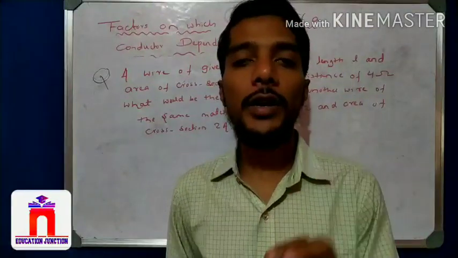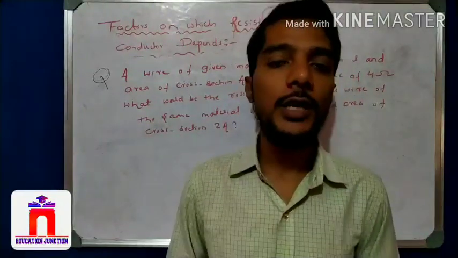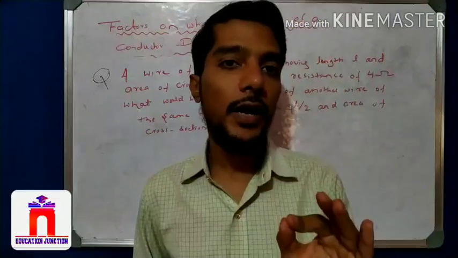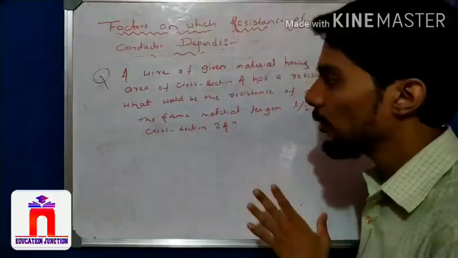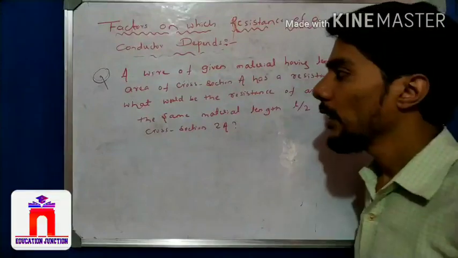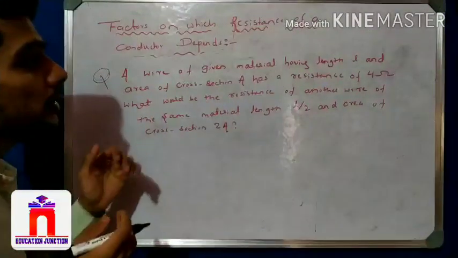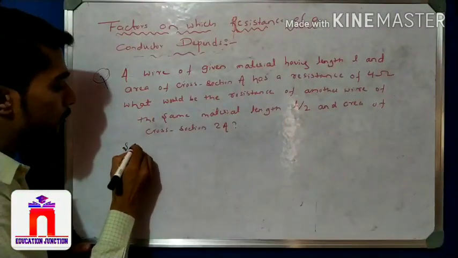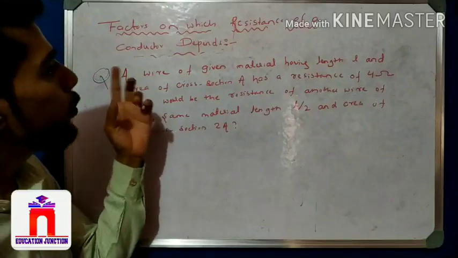Okay students, now take the very important problem of this concept, the factors on which the resistance of a conductor depends, and after solving this problem we close this video, right? So now see here what is given. In this problem, two wires are given.